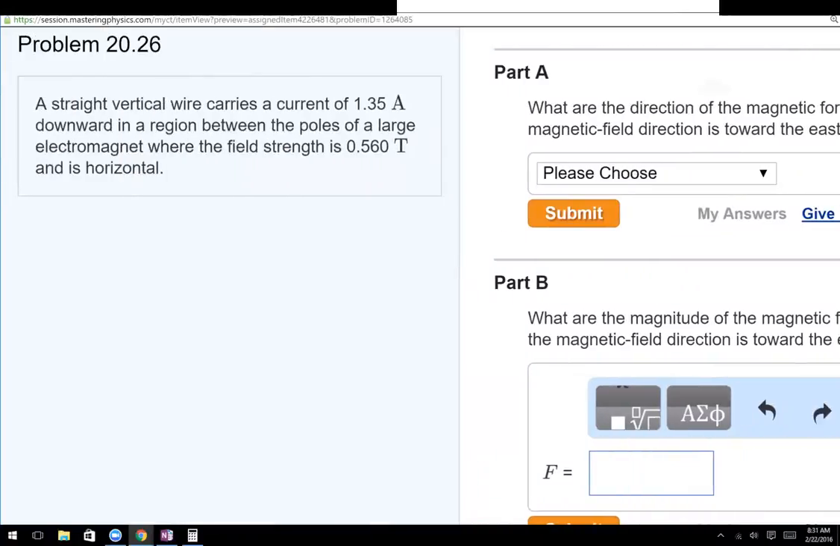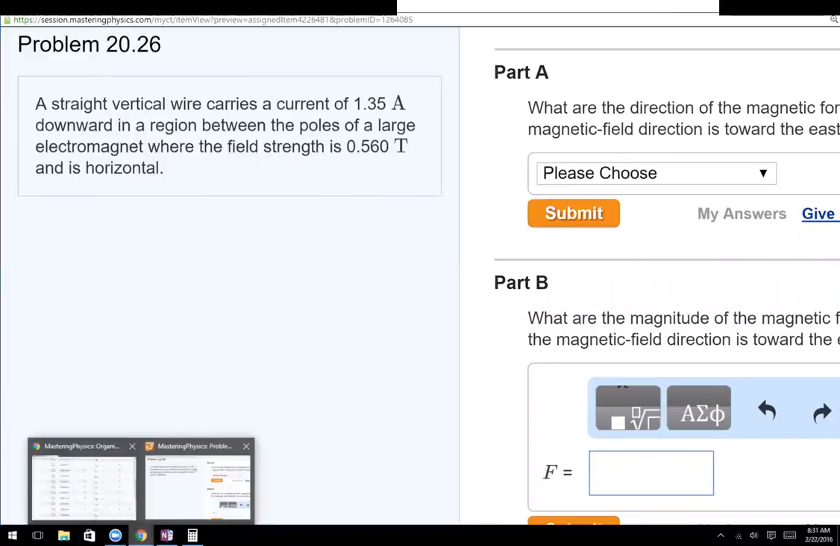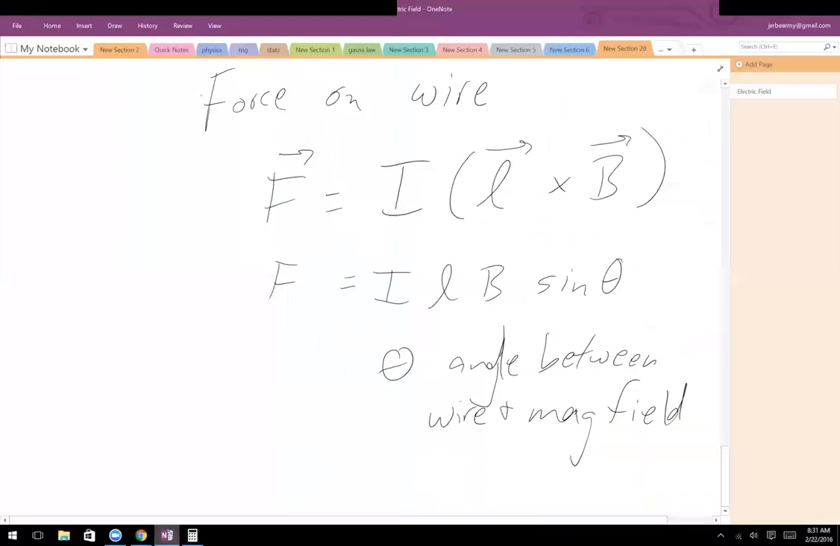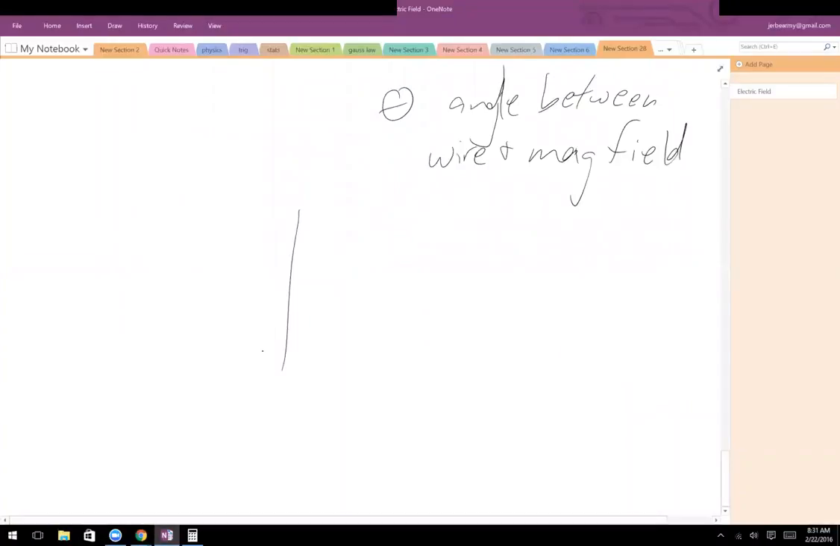Okay, so first let's get the direction right. So the current is going down, and so this is the wire. The magnetic field is going to the east. So if I go I cross B, again, this is right-hand rule. Let me stand up and actually put my right hand on the board. If I go I cross B, you want to put your right hand on I with the palm facing towards B. The thumb is pointing out of the board.